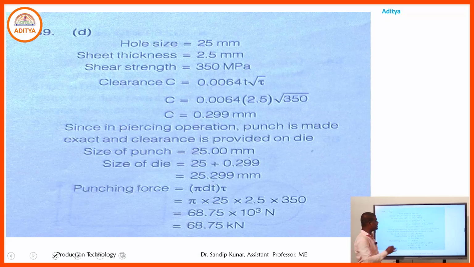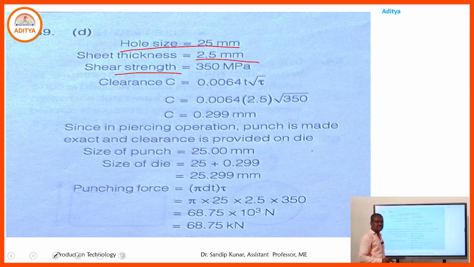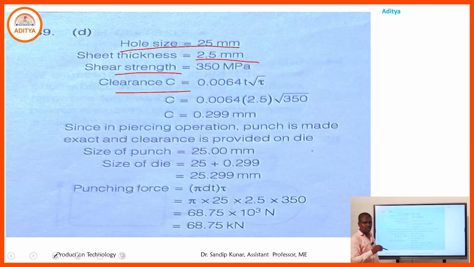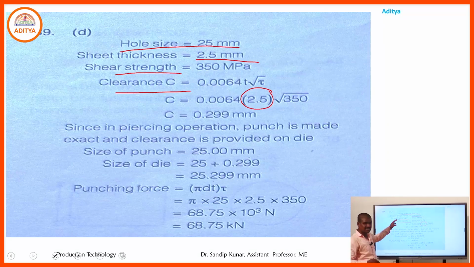Here hole size is given as 25 millimeter, sheet metal thickness is 2.5 millimeter, and shear strength is 350 megapascal. Also one mathematical expression is given in the problem, that is 0.0064 t into root over tau. Tau means the shear strength. Now we put in the shear strength and the material thickness, then we get C equals 0.299 millimeter.